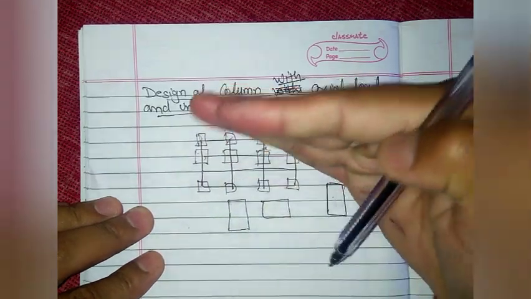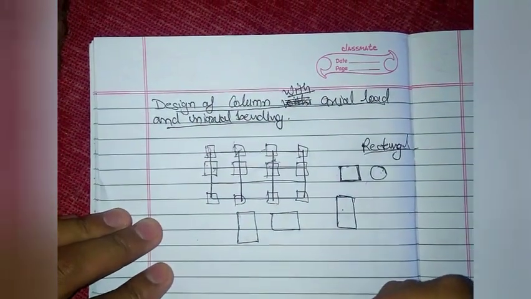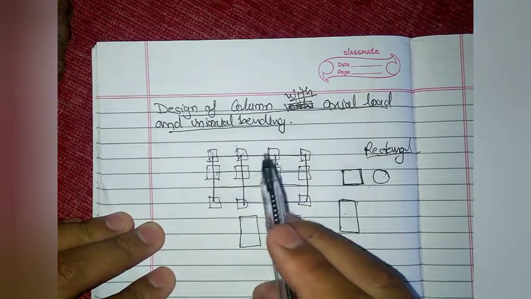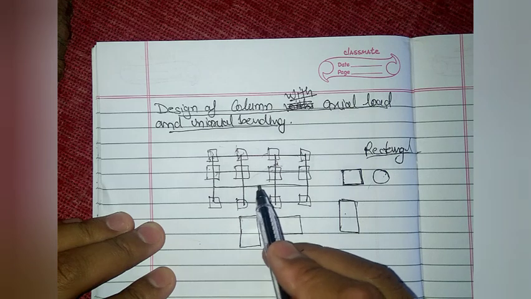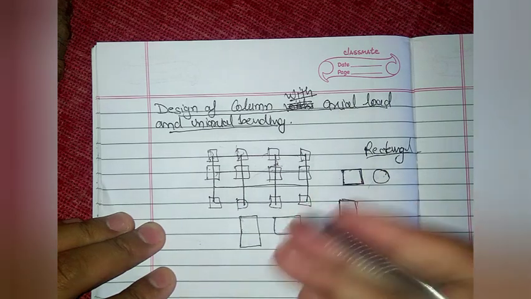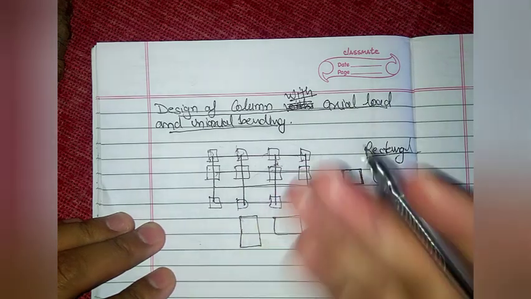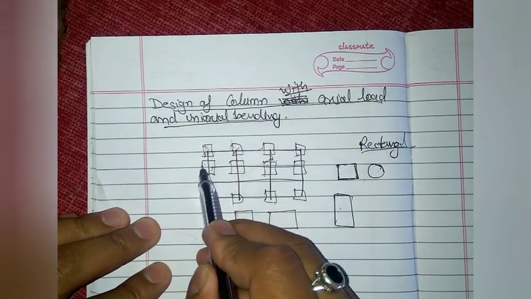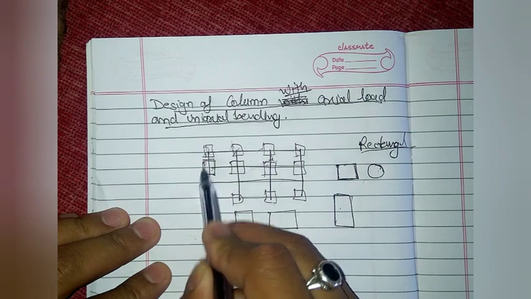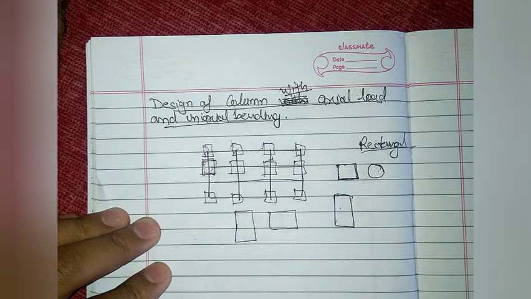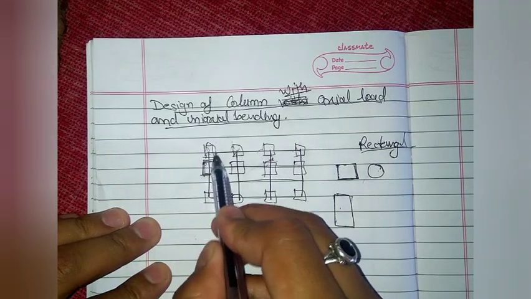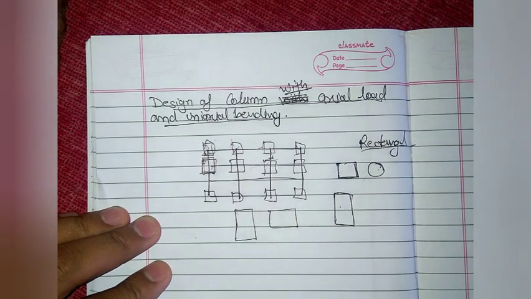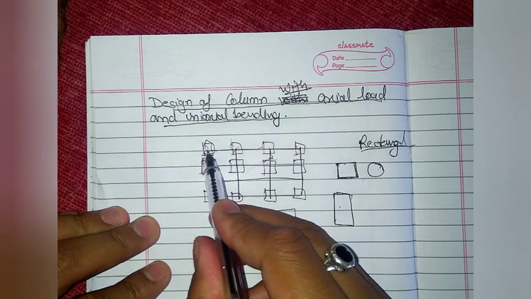Why is this important? Because we will have bending in this direction. We need to provide the maximum resistance towards the direction where the second moment of area is very less. To resist that, we need to provide the column like this way.